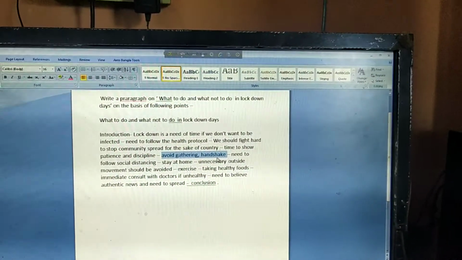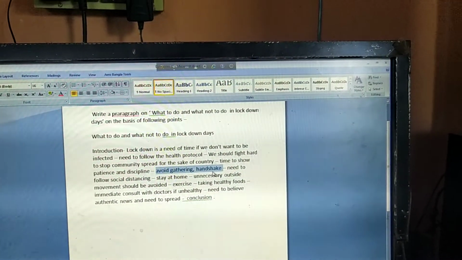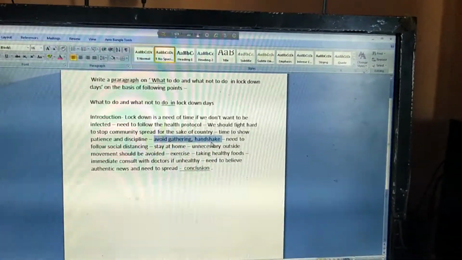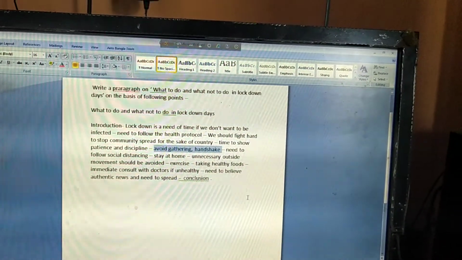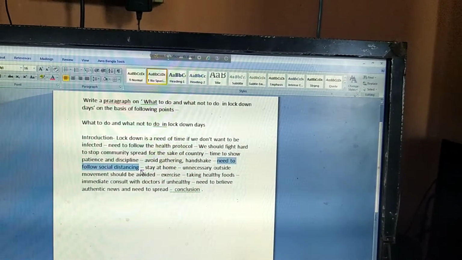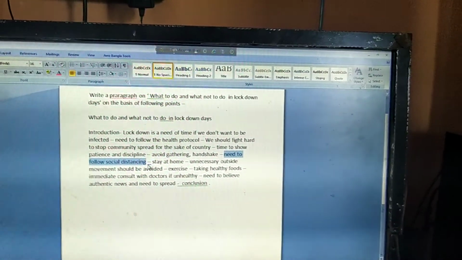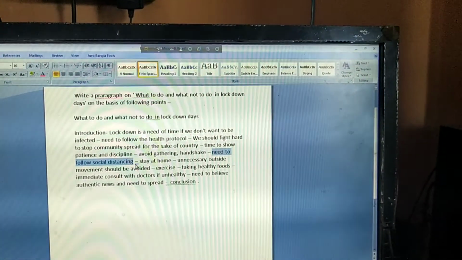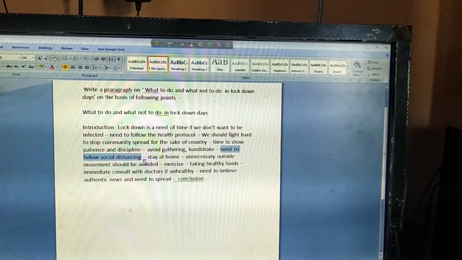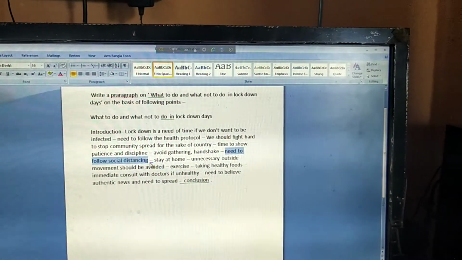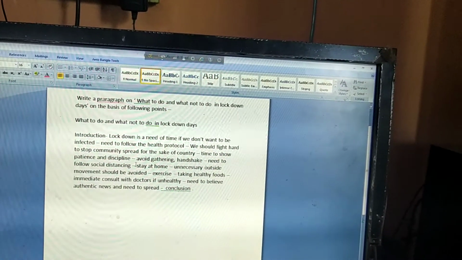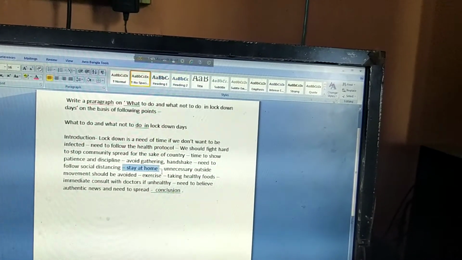Also, we should avoid gathering, handshakes, those particular kinds of things. We should not go close to the person. This point is very important, that particular thing we need to follow. We need to maintain social distancing because it is very important nowadays. If for some reason you are outside, or any person goes outside, he or she should follow social distancing. Now, better to stay at home.